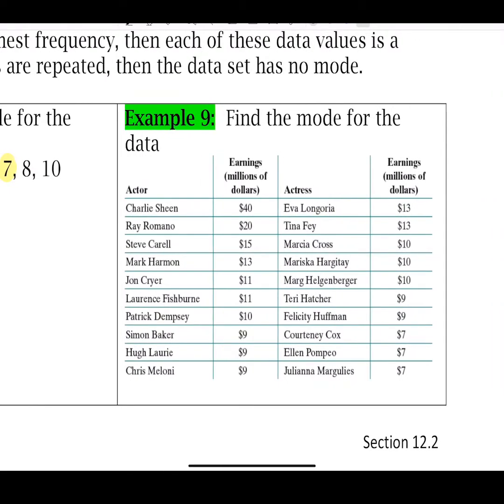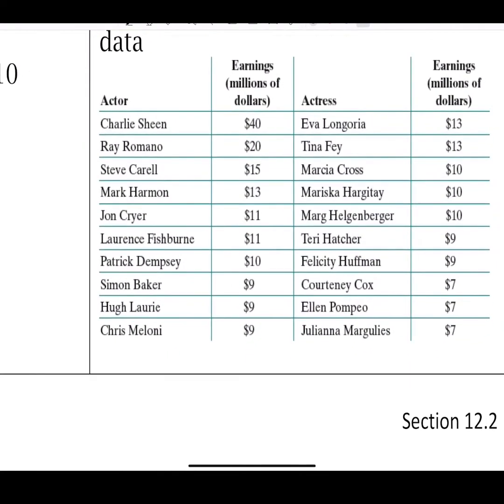Find the mode of the data. So I'm going to do one for the actors and one for the actresses. If I'm looking at the actors here, the most occurring number is 9. So the mode for the actors is 9.